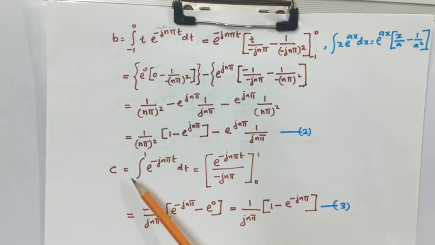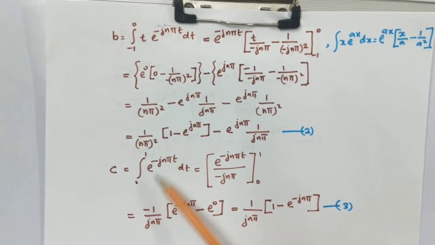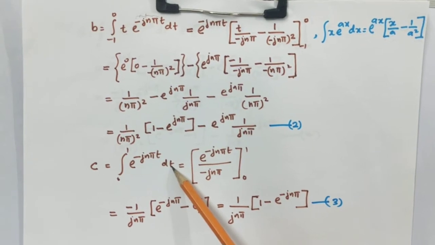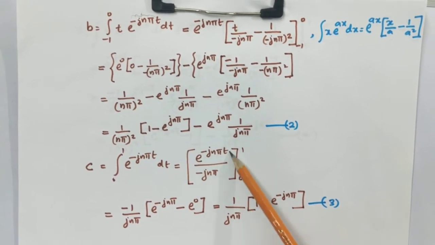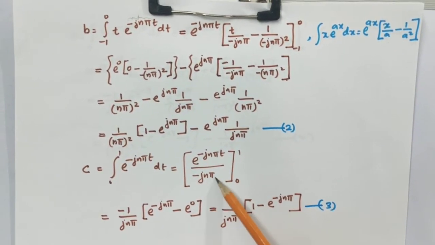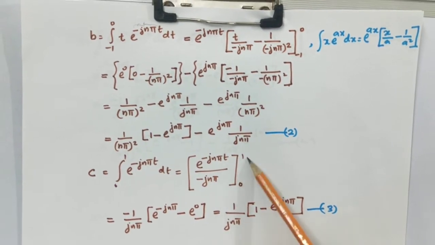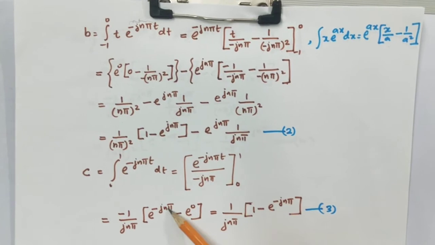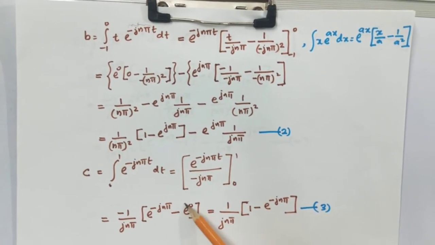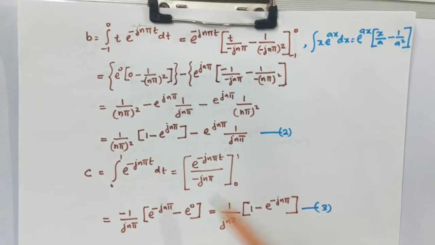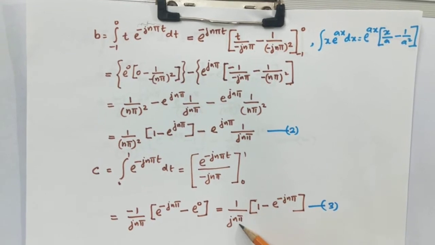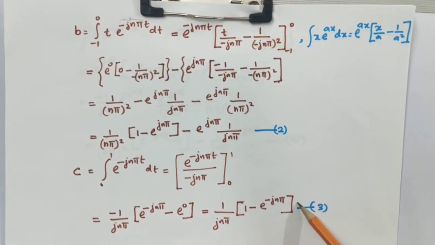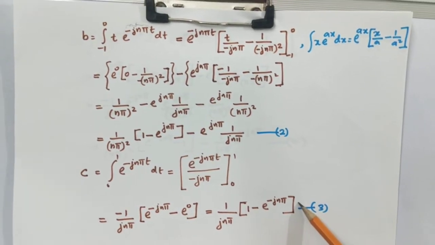And the third term C is integral 0 to 1 e raised to minus j n pi t dt. So integrating e raised to minus j n pi t divided by minus j n pi, and the limit is from 0 to 1. So minus 1 by j n pi into e raised to minus j n pi minus e raised to 0. So that is 1 by j n pi into 1 minus e raised to minus j n pi. So that is the expression for C.